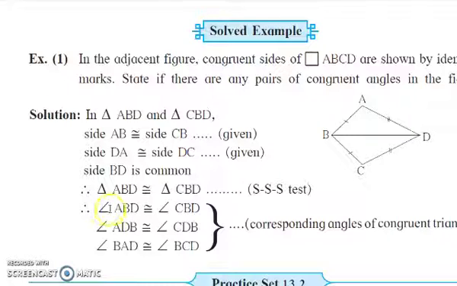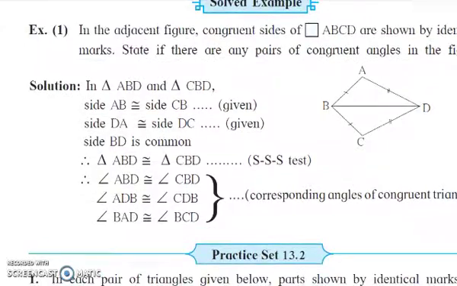So angle ABD is congruent to angle CBD, means this angle ABD is congruent to this angle CBD, and angle ADB is congruent to angle CDB. And angle BAD is congruent to angle BCD, this angle. So these two triangles are congruent by SSS test, and the three angles will also be congruent.